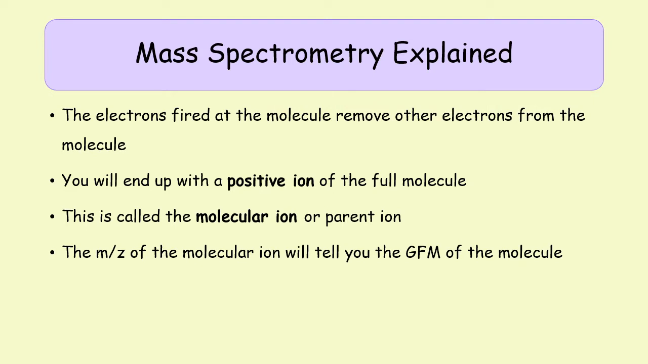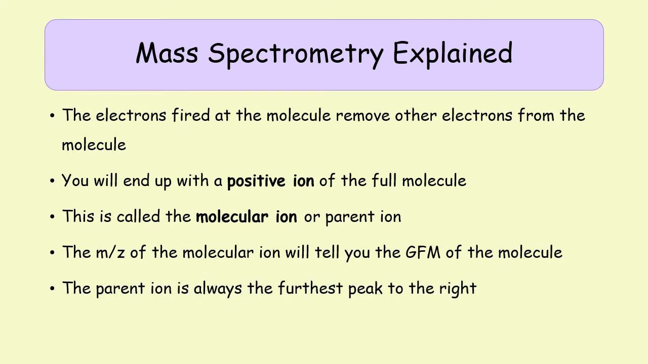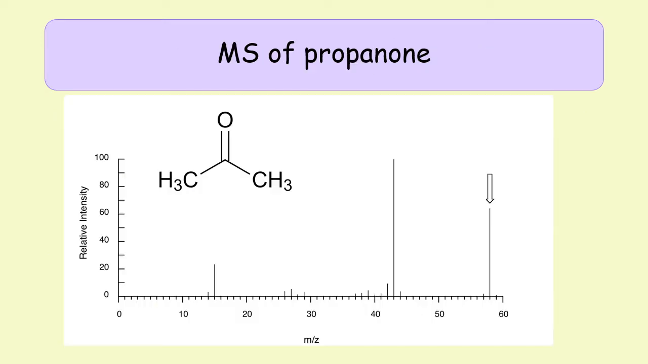Once you know the m/z, that tells you the GFM. The parent ion or molecular ion is always your heaviest, or your furthest peak to the right. So when you're looking at a mass spec, the first thing you do is look at the very right hand side of the graph. That's going to tell you the molecular ion and the GFM. Here we've got propanone, and there's an arrow for the signal on the right hand side, telling you that is the molecular ion, and it's got an m/z of 58. If you add up the GFM of propanone, it's got 3 carbons, 1 oxygen, and 6 hydrogens. That adds up to 58, so it does match.